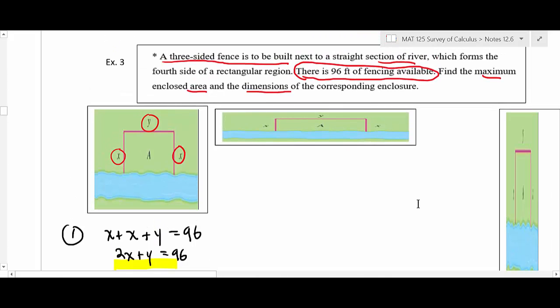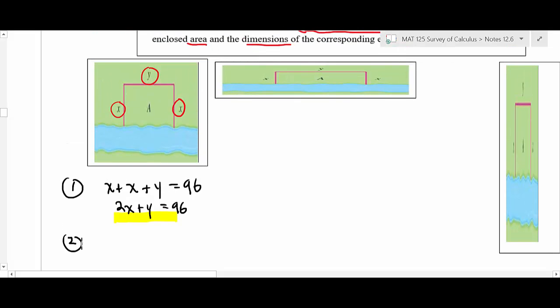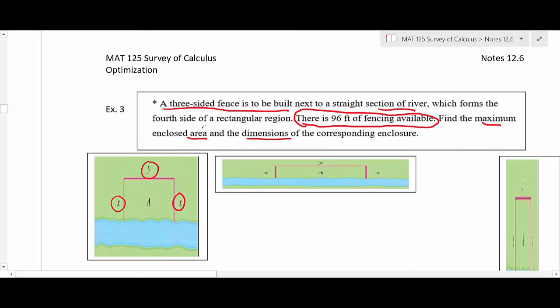You always have to look at what equation you have. The next thing that's real important is to think about what we're going to take a derivative of. What it says is you're maximizing the area. Since you're maximizing area, you've got to find a function for area in one variable that you're going to take a derivative of.